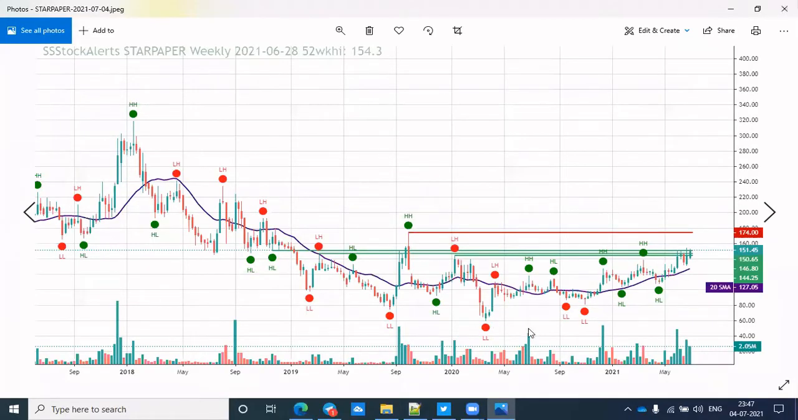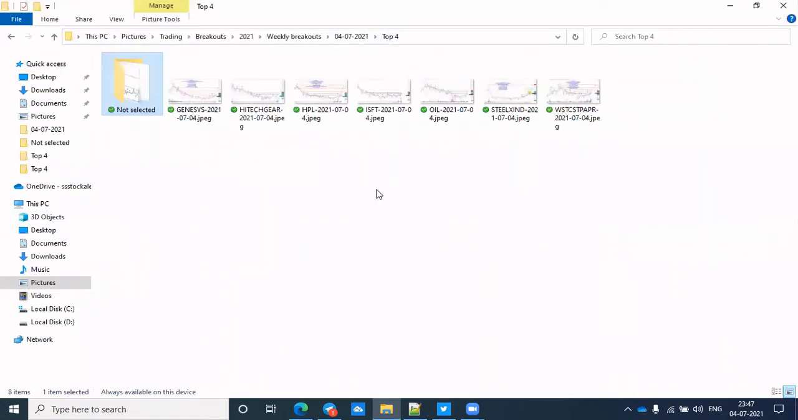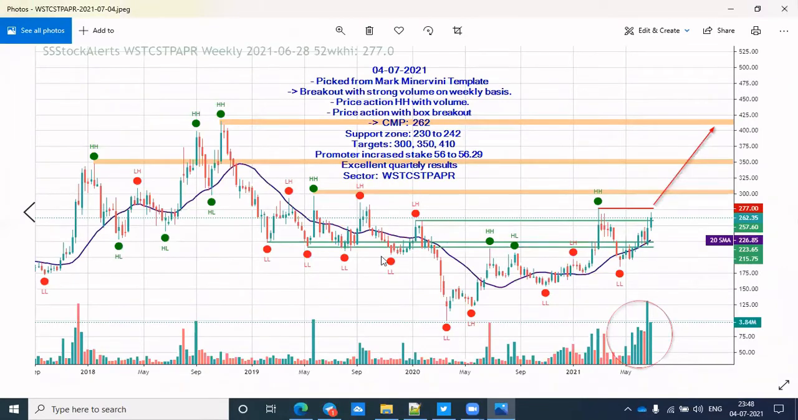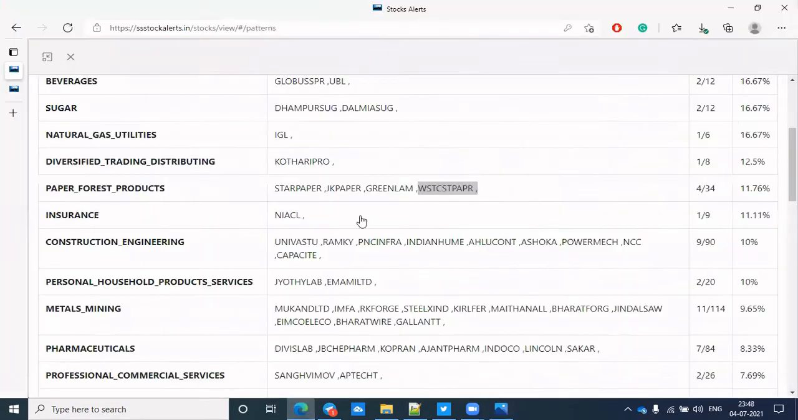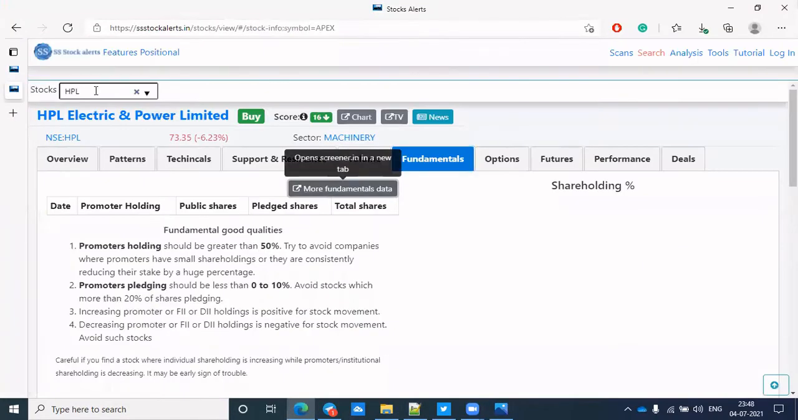Okay, so this is a star paper, and it has also given a breakout with good volume, but the other one has also given a breakout with good volume. So now which stock to select? This is how I did it. The first thing is to open them in our stock alerts.